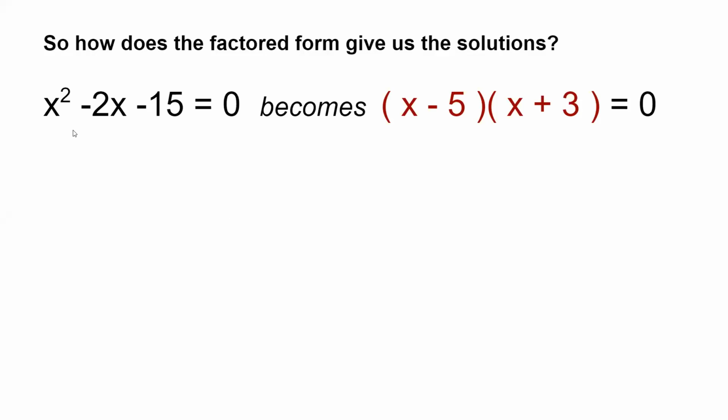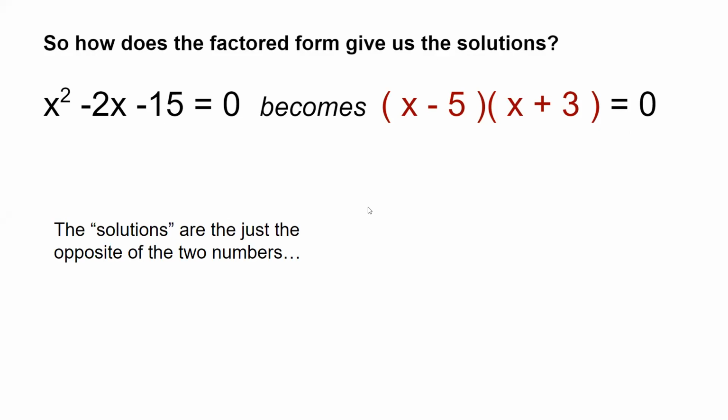So I'm going to give an example of a quadratic equation that's been turned into its factored form. This black equation on the left is the same as the red equation on the right. It's just in its factored form. I'm not going to explain at this point how we got there. That will come next. But I just want to talk about how this factored form tells us the solutions.